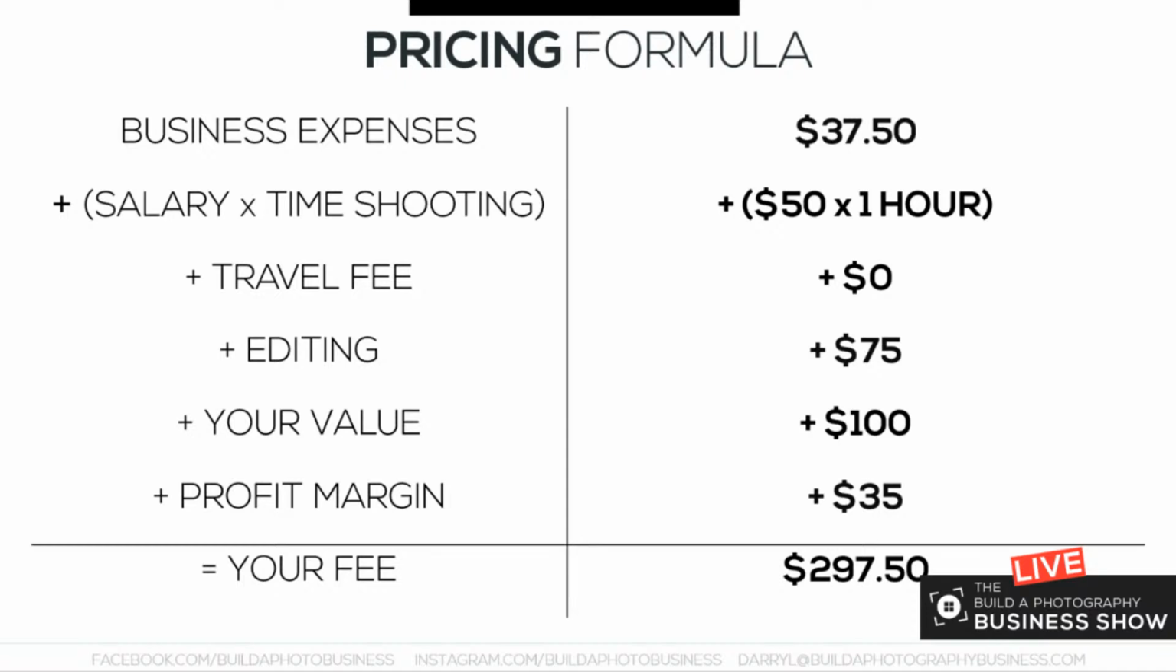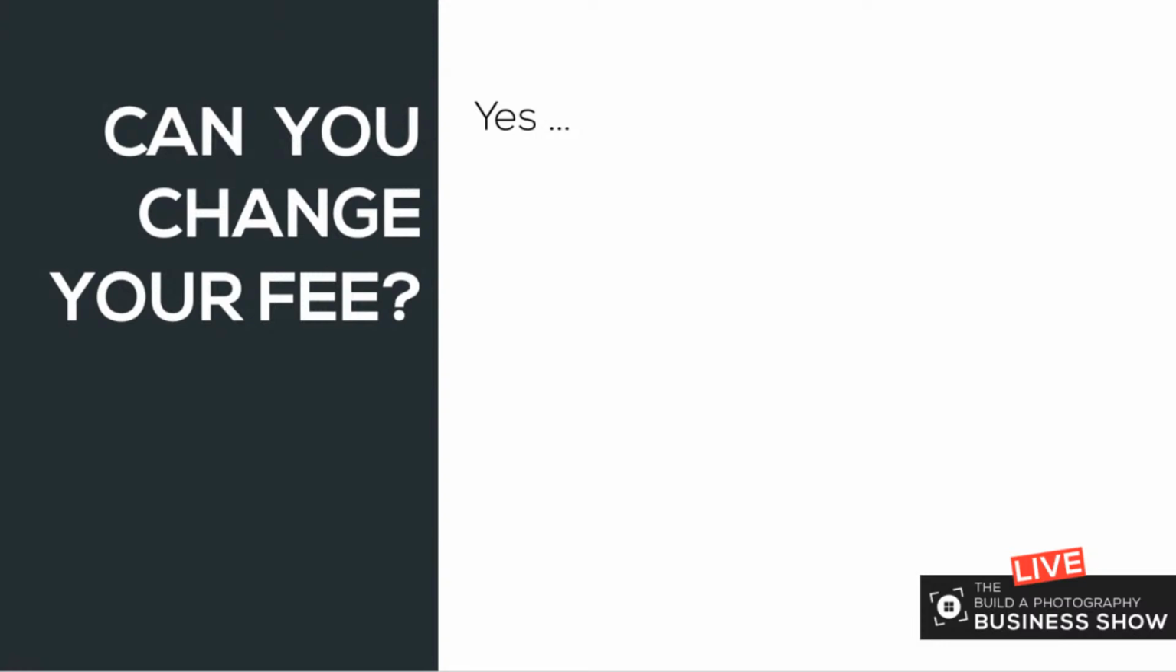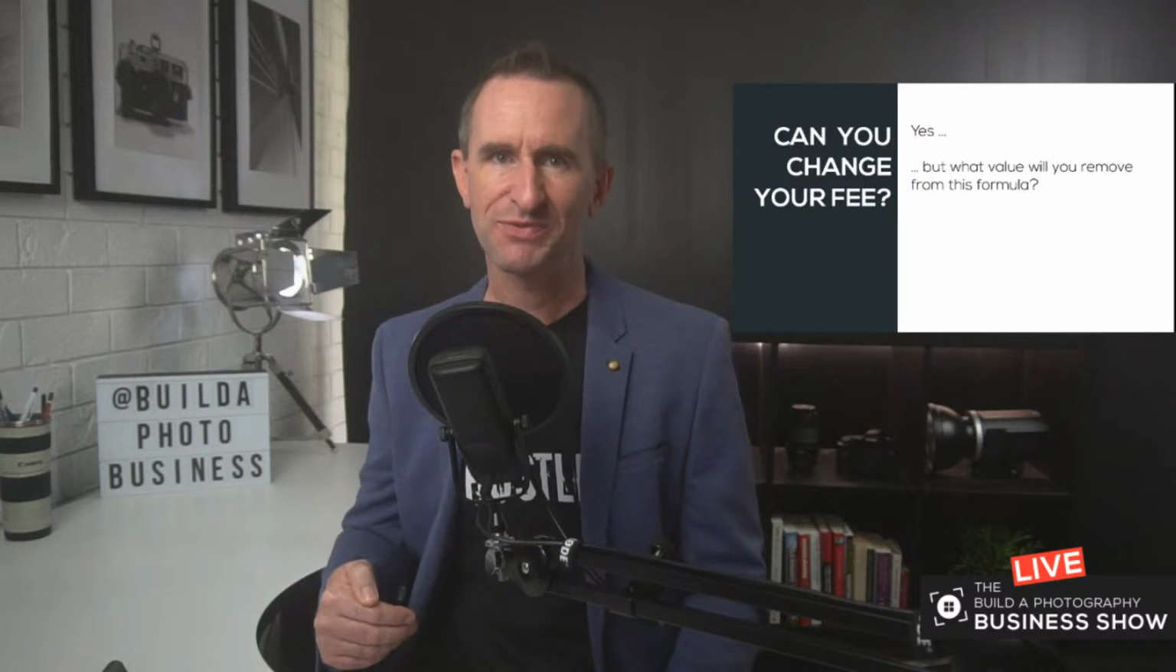So, as you can see with this formula, you can pretty much price any service you offer. You just add the various values into the formula, add them up, and you've got a price. Of course, once you've estimated your numbers, you don't absolutely have to stick with them. So if you think you need to make some changes, then that's okay. But just be aware of what you're changing and the impact that has for your business. So again, as an example, if you feel that you need to drop your price because you think it's a bit high, what value will you remove from this formula?